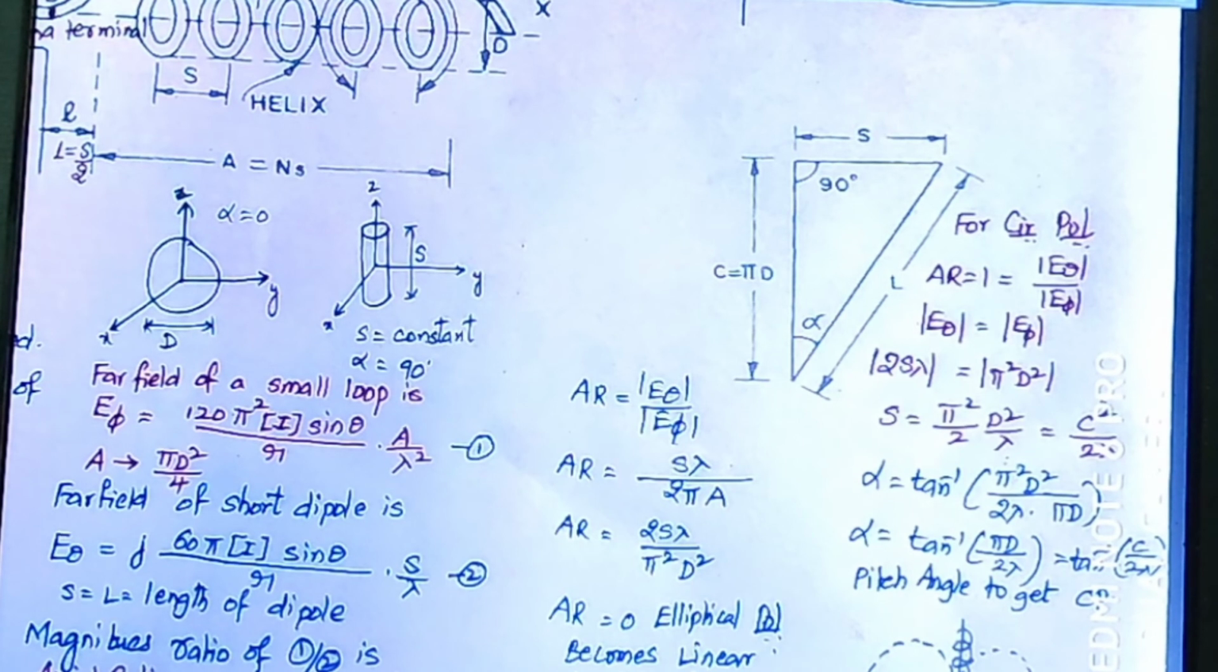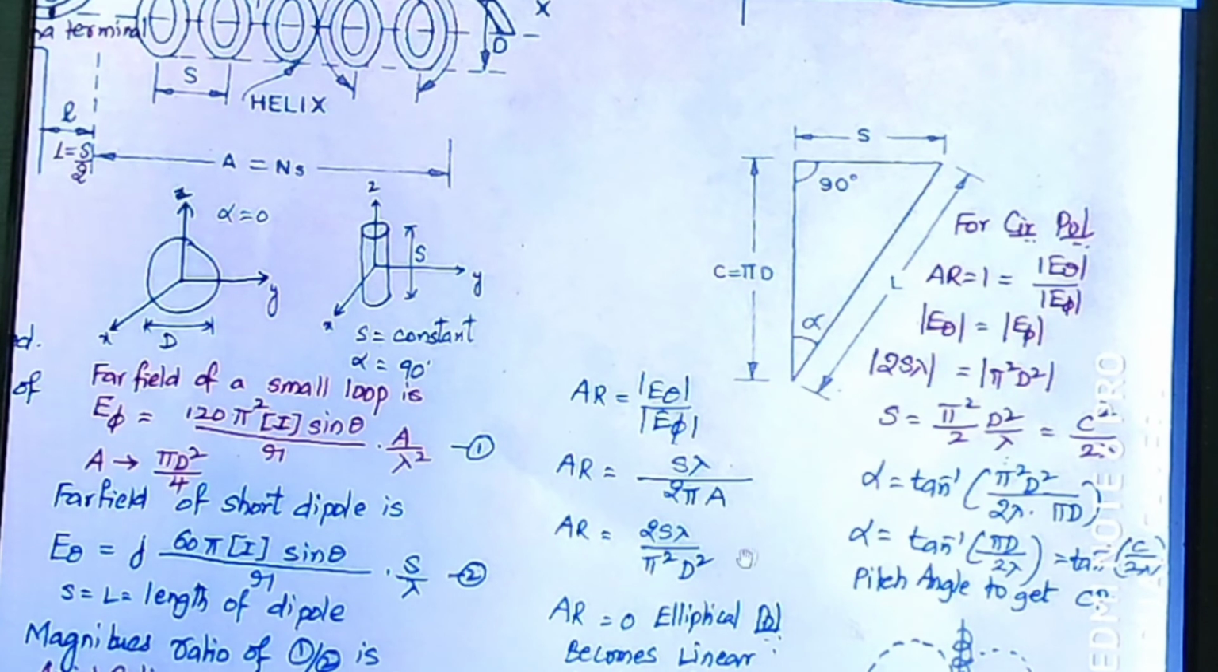Similarly, if axial ratio is equal to 1, elliptical polarization becomes circular polarization. So, axial ratio equal to 1 means our elliptical polarization results in circular polarization. Actually, a helical antenna is intended for circular polarization. Therefore, for circular polarization, axial ratio is equal to 1. Therefore, magnitude E theta divided by magnitude E phi, so E theta is equal to E phi.